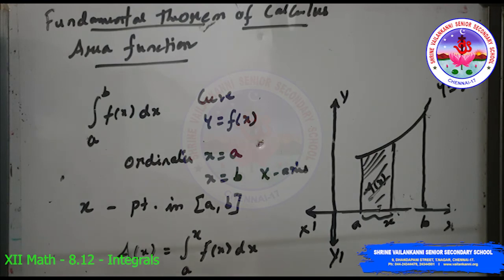The area of this shaded region depends upon the value of x. So we denote this function of x by A of x, which is called as area function, and it is given by A of x equal to integral of a to x f of x dx. Based on this definition, we have two basic fundamental theorems: first fundamental theorem of integral calculus and second fundamental theorem of integral calculus.